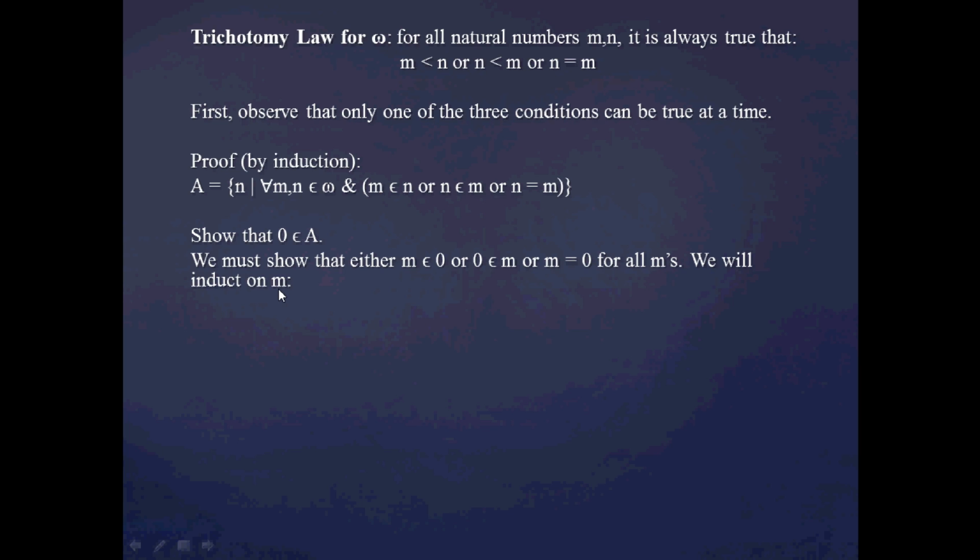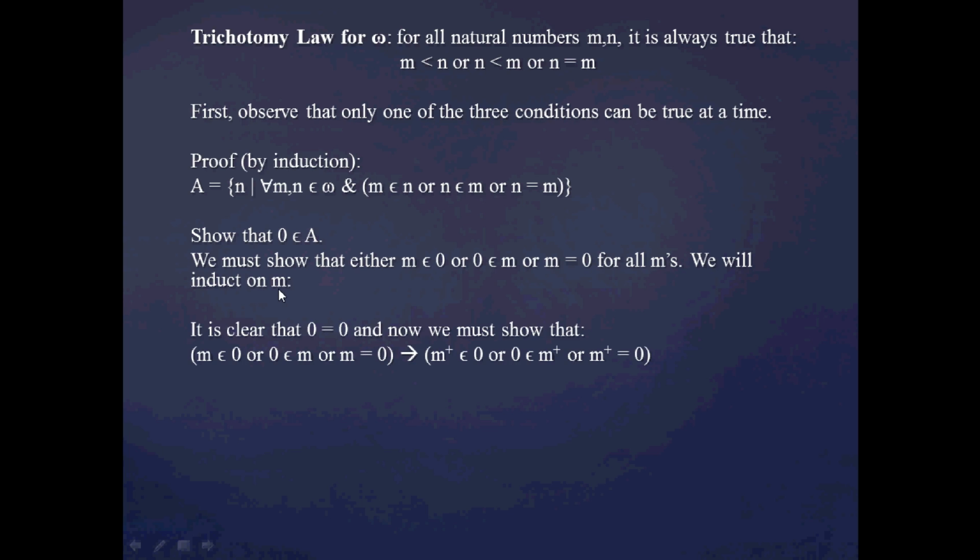And the procedure is going to be exactly the same. First, we're going to make the substitution that m is equal to 0, and then we're going to show that the inductive hypothesis holds. So we're going to substitute m is equal to 0. And of these three possibilities, it's clear that 0 is equal to 0. So when I substitute for 0, this whole statement does hold.